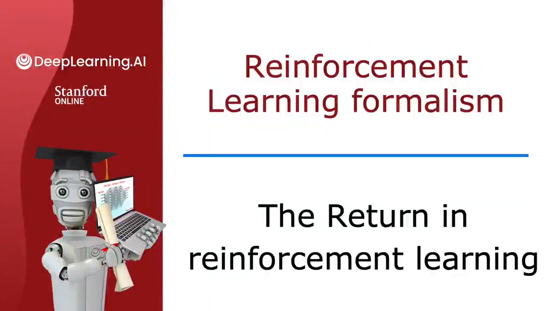You saw in the last video what the states of a reinforcement learning application are, as well as how, depending on the actions you take, you go through different states and also get to enjoy different rewards. But how do you know if a particular set of rewards is better or worse than a different set of rewards? The return in reinforcement learning, which we'll define in this video, allows us to capture that.